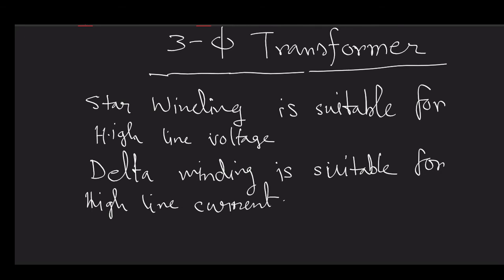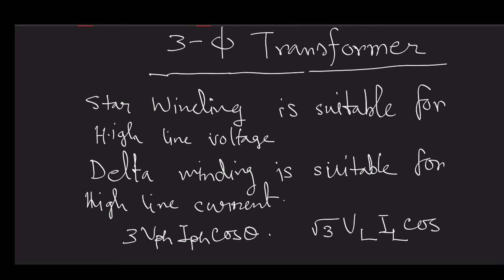Now, in case of three-phase, we can write our power in two ways. One is 3 V phase, I phase, cos theta. This is for balanced load. And another way of writing the same thing is root 3 VL IL cos theta.